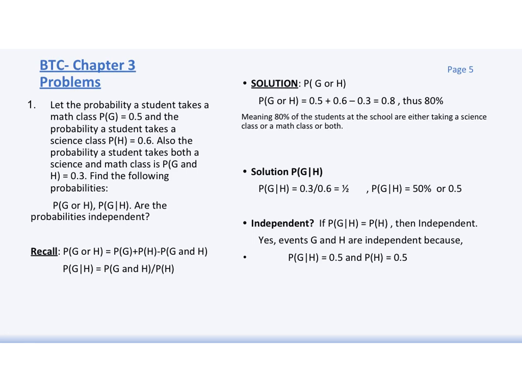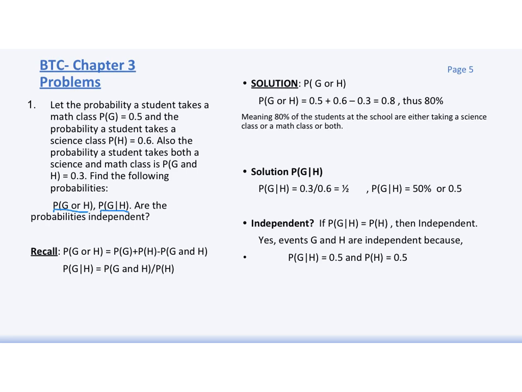We want to find the probability of G or H. We want to find the probability of G given H. And then, are the probabilities independent? What we mean is, are the events G and H independent?